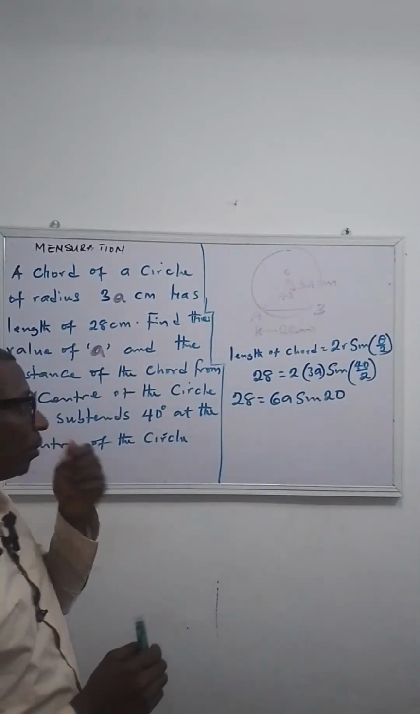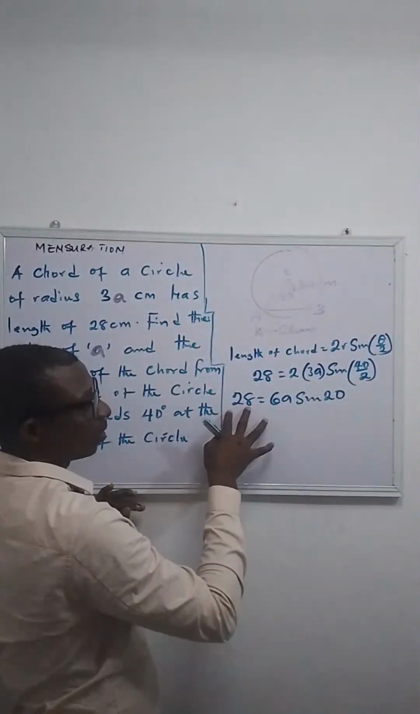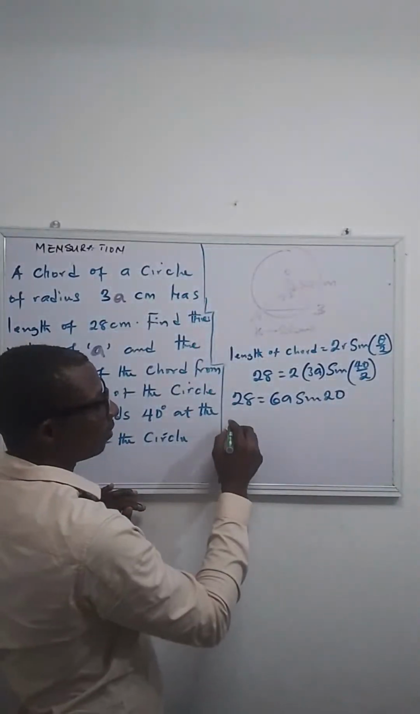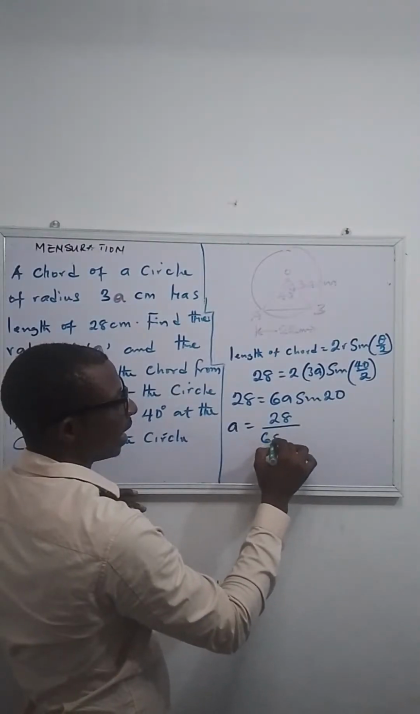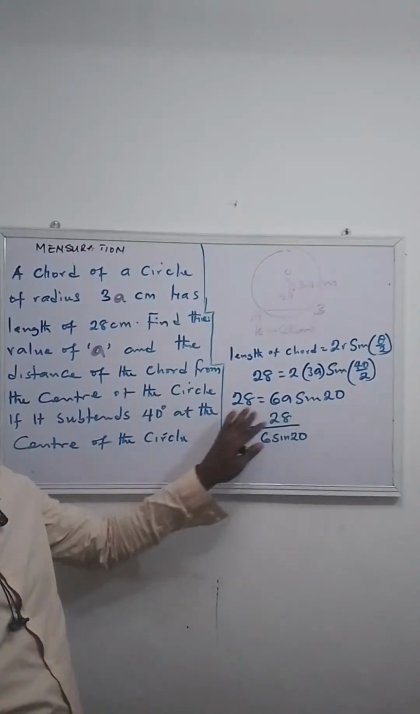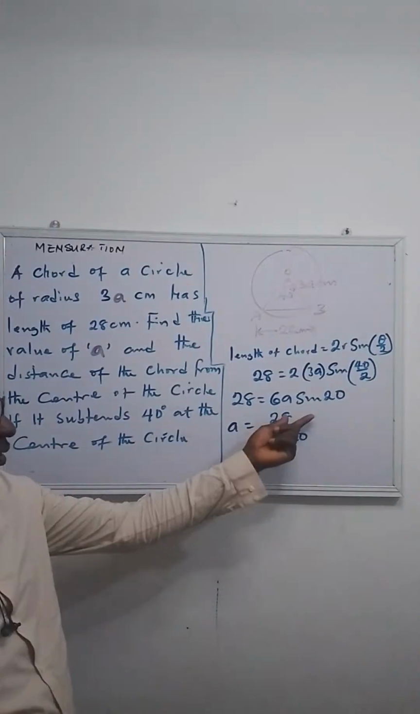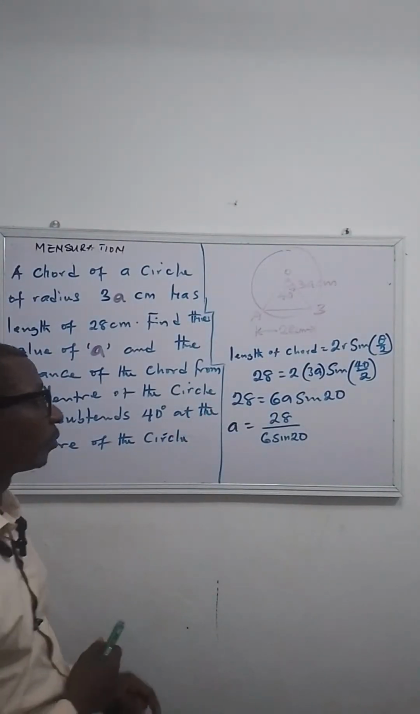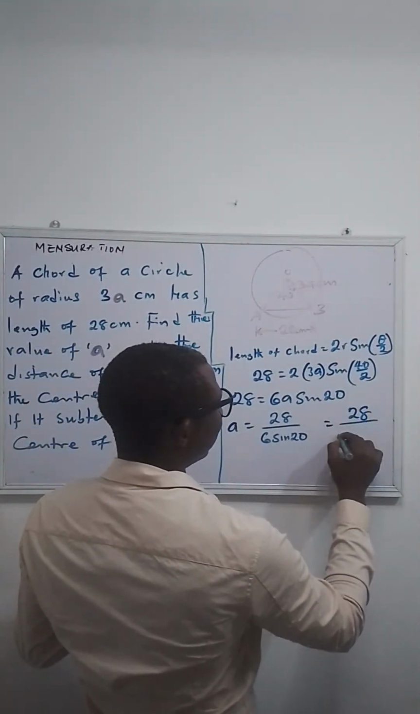All right, so now I want to make a the subject of the formula. Everything beside a can come under. So I'll divide both sides by 6 sine 20. So I have a equals 28 over 6 sine 20. You understand that? I divide both sides by the coefficient of a, because I want to isolate a. So everything comes under 28 here now. So this gives you 28 over 6 times.